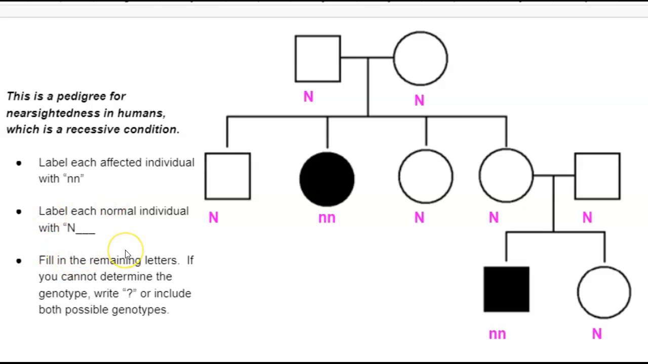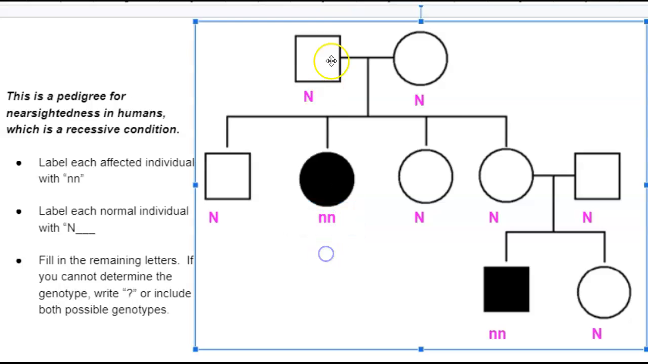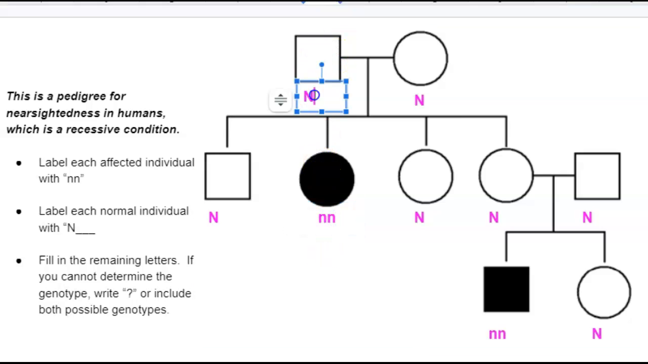Then it says fill in the remaining letters, and this is really where the skill comes in. I tell people always start with the individuals that have the disease, the recessive ones, okay? Those are going to give you some clues. So this child had to have gotten a little n from one parent and a little n from the other parent, which means both of these have to have a little n. They have to be big N, little n.